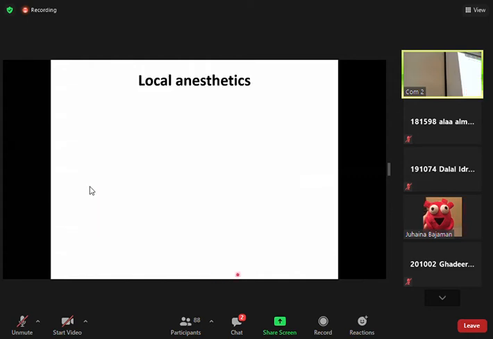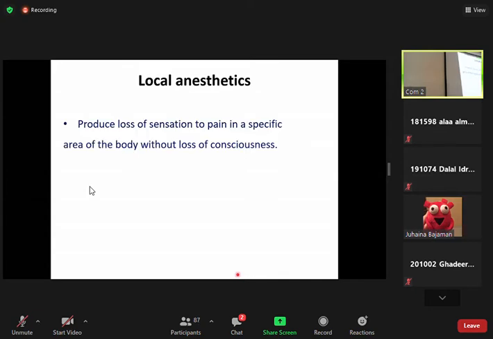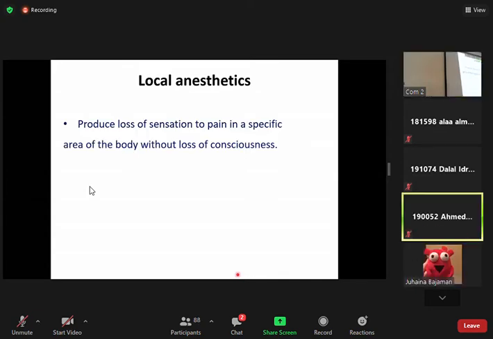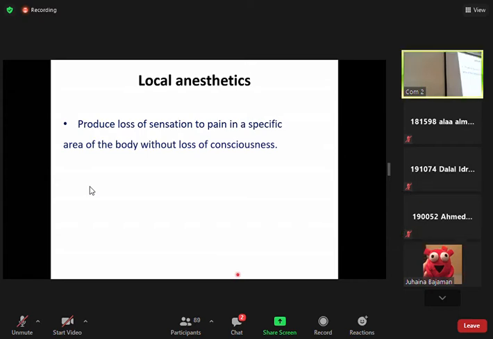Now, local anesthetic, from the word local, it means there's no loss of consciousness. Even the epidural guys, even in delivery, sometimes they don't call it local. They try to be more sophisticated. They say regional anesthetic because a big region is being anesthetized, but still the consciousness is not impaired. So local anesthetics produce loss of sensation to pain in a specific area of the body without loss of consciousness. We can also say topical. Epidural is a type of local or regional anesthesia.